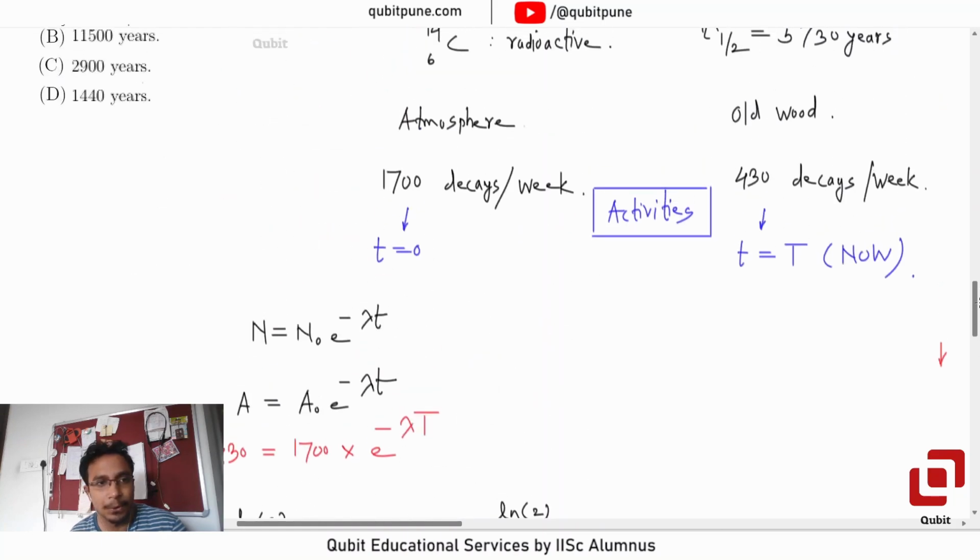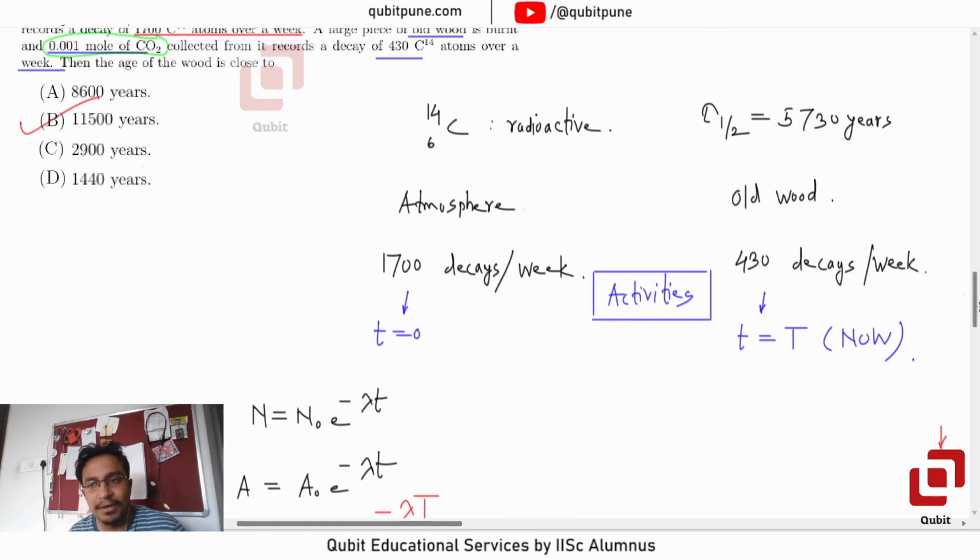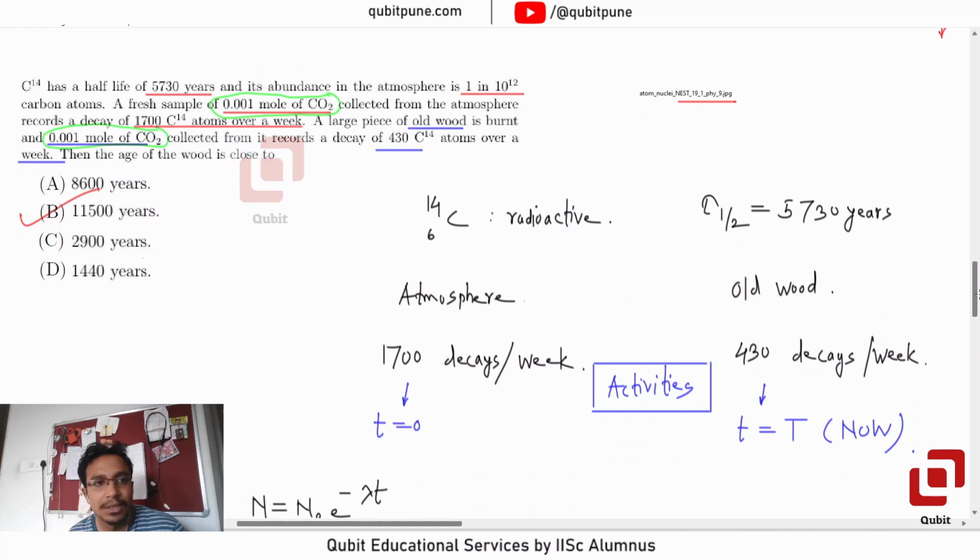Option B. Now which part of the problem we didn't use? The abundance of C14 in the atmosphere. We didn't use that because all we were interested in was its decay rate, that is 1700 C14 atoms over a week.